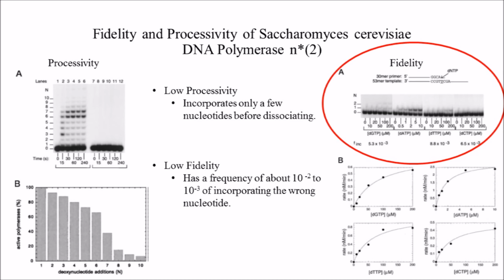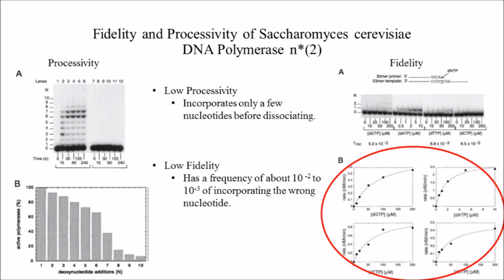The DNA polymerase was incubated with a primer template DNA substrate with increasing concentrations of the wrong and right deoxynucleotides. This region shows the quantification of the deoxynucleotide incorporation reaction. The rate of the incorporation is graphed as a function of deoxynucleotide concentration and was fit to the Michaelis-Menten equation.